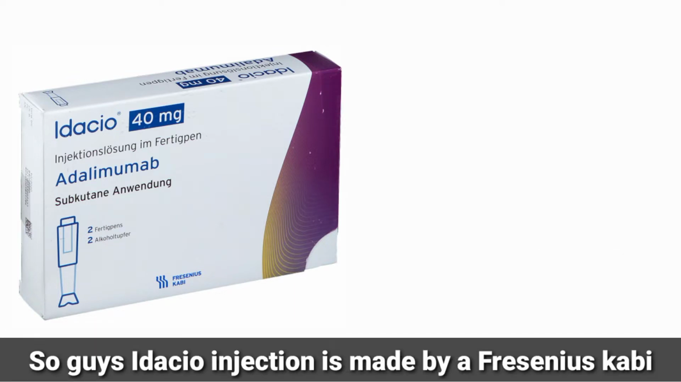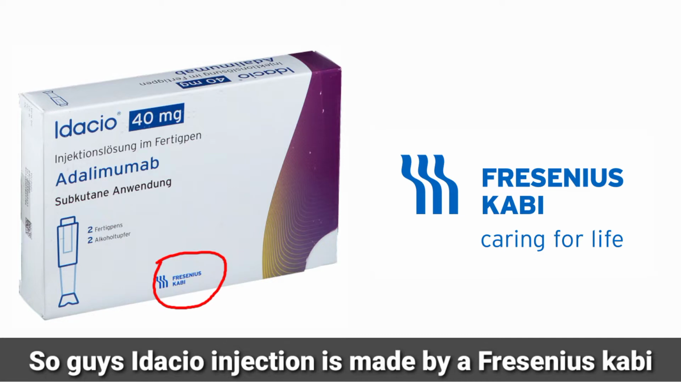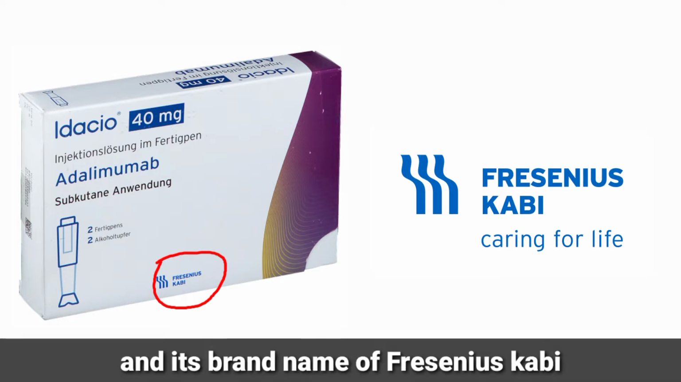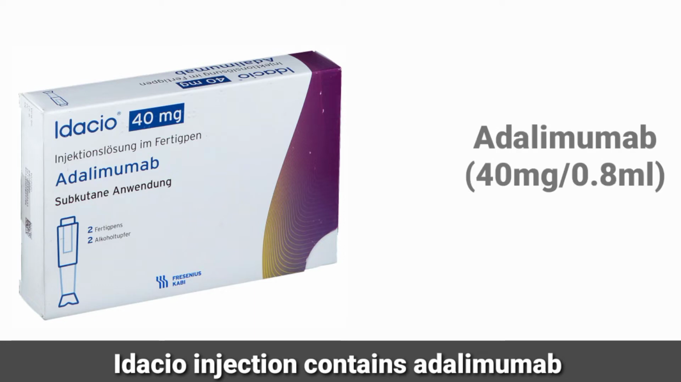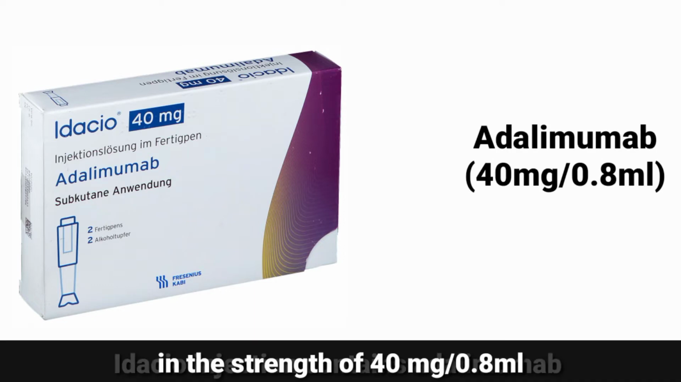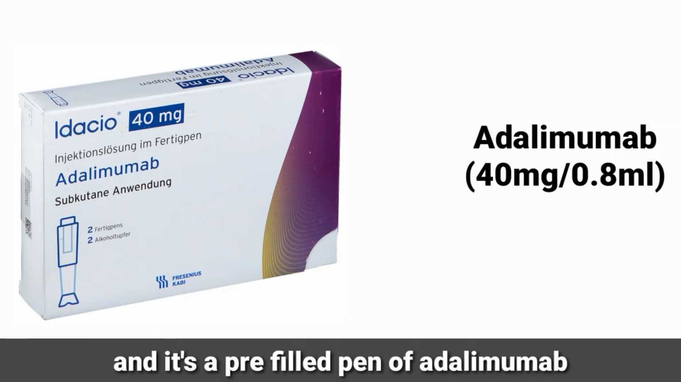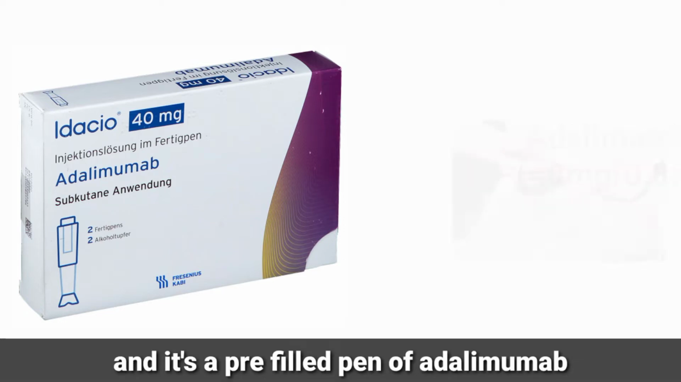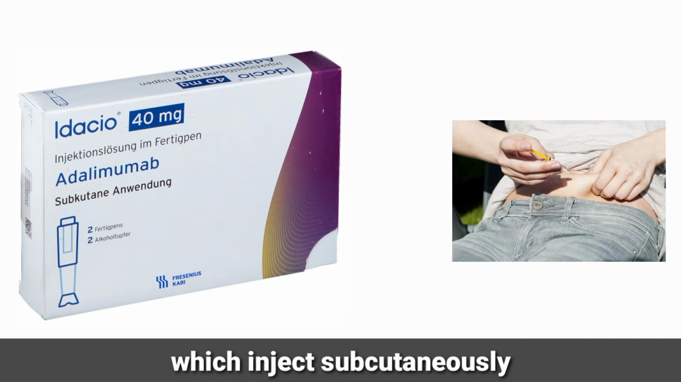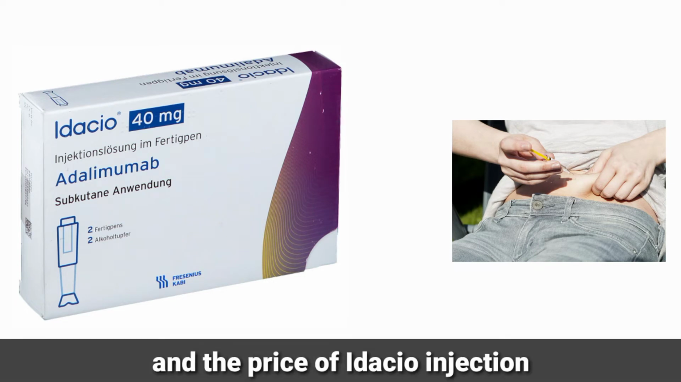So guys, Idacio injection is made by Fresenius Kabi, and it is a brand name of the Fresenius Kabi company. Idacio injection contains adalimumab in the strength of 40 mg by 0.8 ml, and it's a pre-filled pen of adalimumab which is injected subcutaneously, and the price of Idacio injection varies from country to country.